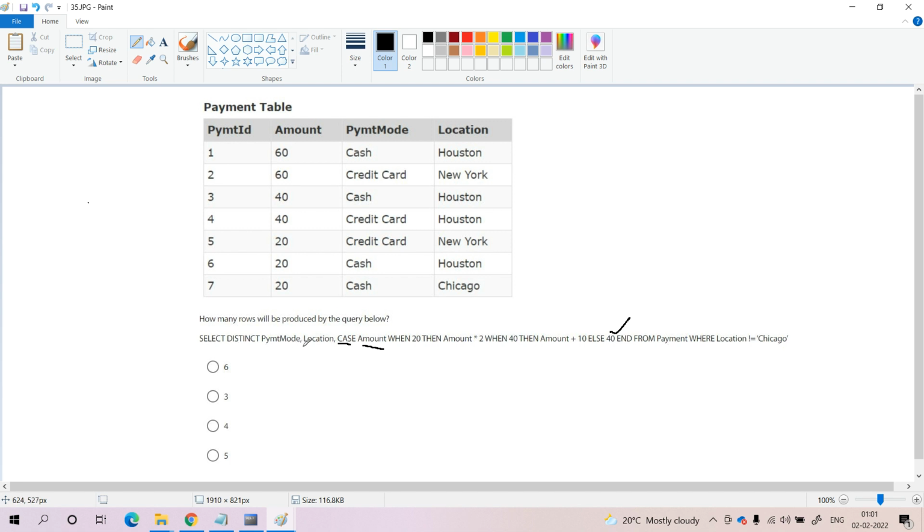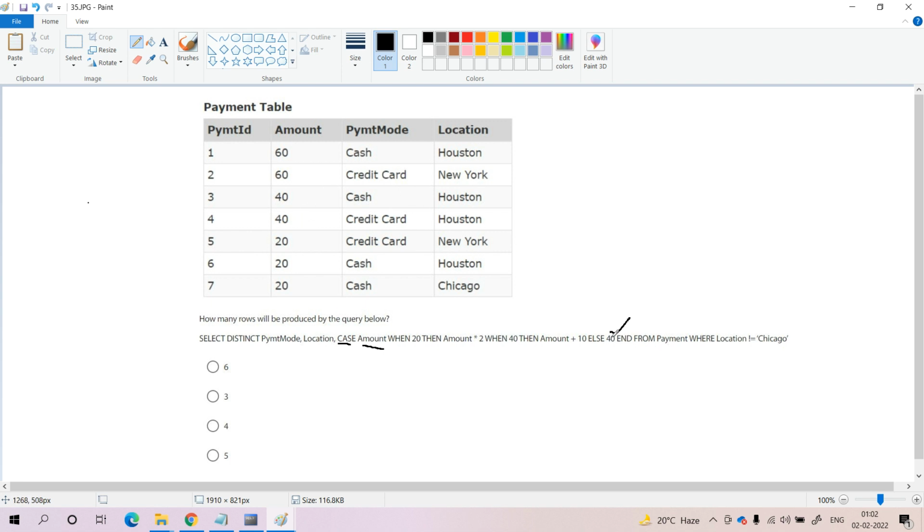Select distinct payment mode, location as per the given case. What is the case? When the amount is 20, then amount equals amount into 2. You need to multiply the amount with 2 when the amount is 20. So here we are going to consider so many conditions. Out of all these conditions, if the amount is 20, we need to multiply it with 2. If the amount is 40, then add 10 to the available amount. So if the amount is 40, just add 10 to the available amount. 40 plus 10, it will become 50.